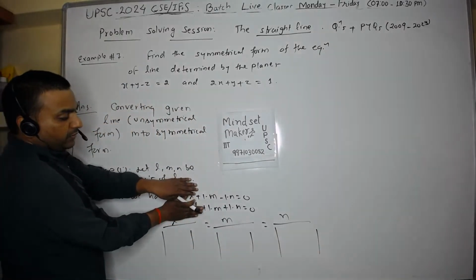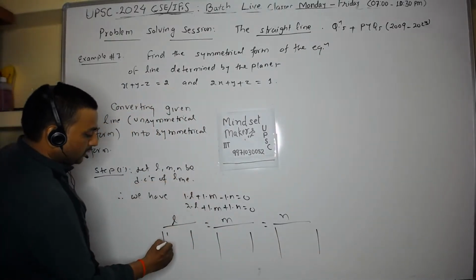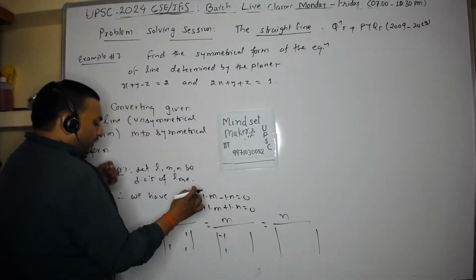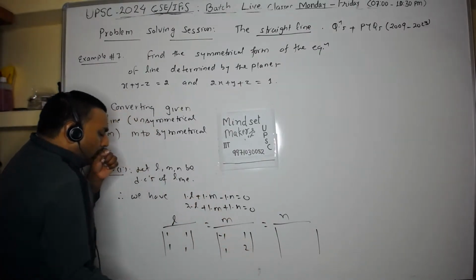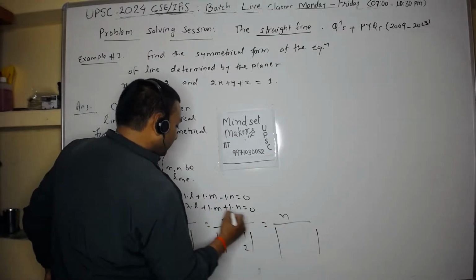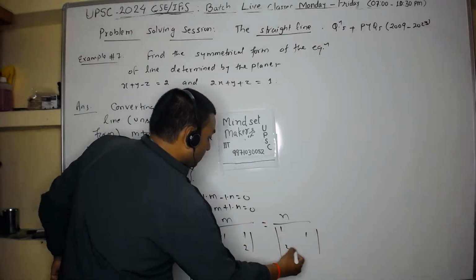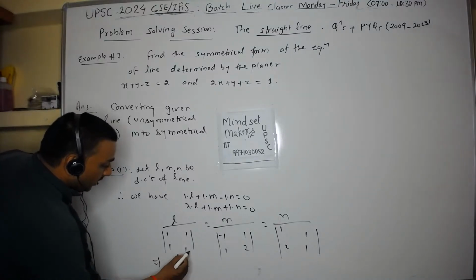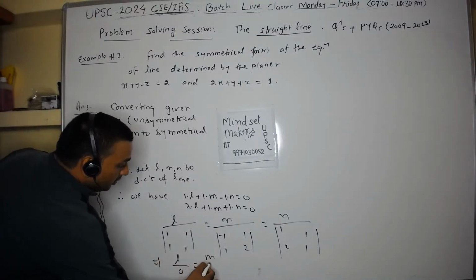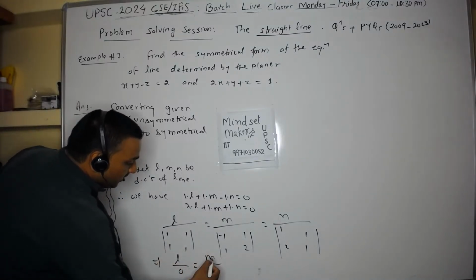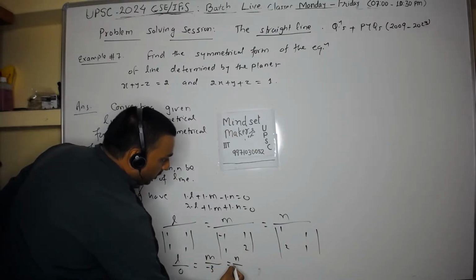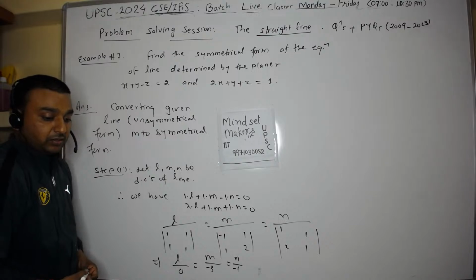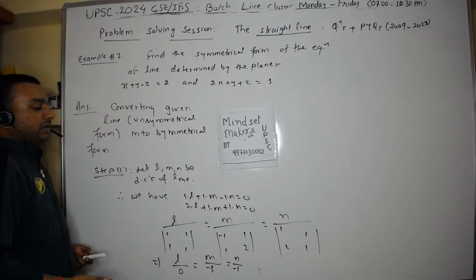For L we will take the determinant 1 1, for M we will take the determinant, sorry, for N. So what I will be getting here is L upon 0, M upon -2, -3, N upon -1, right or not? So from here we got L, M, N.